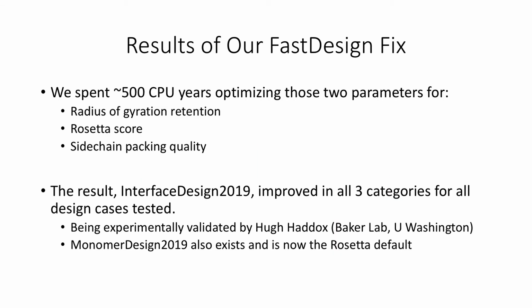So just to summarize our results for fast design, I spent 500 CPU years optimizing these two parameters. For the radius of gyration retention, I wanted to make sure that when you run fast design with a protein or protein interface, the complex or the system that you're designing doesn't change in volume. You want roughly it not to grow or shrink.